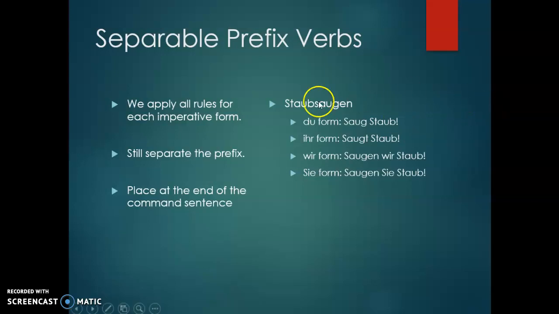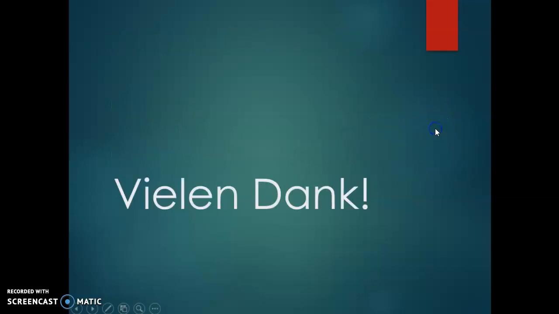So if we take a look at Staubsaugen, to vacuum, we have it here with the du form, so Saug Staub, the en was taken off. The ihr form, saugt Staub, we just added a t after taking off the en. The wir form, saugen wir Staub, okay, so we just added wir. Then the Sie form, saugen Sie Staub. So, the rules for the commands are still applied. The rules for the separable prefix verbs are still applied. Okay?